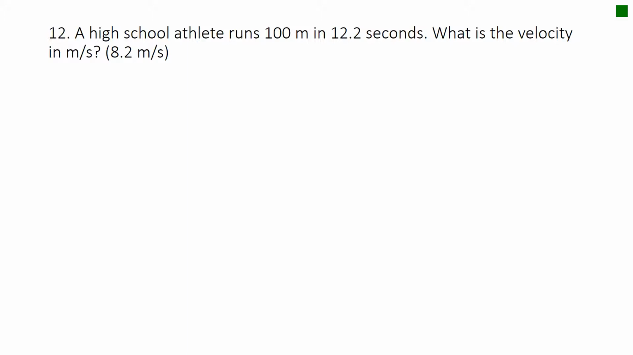All right, so number 1 says a high school athlete runs 100 meters in 12.2 seconds. What is the velocity in meters per second? All right, so we're asked for the velocity. So our equation is going to be V equals the change in position over time.